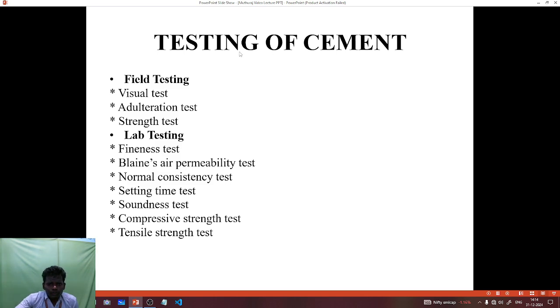And now we are going to see the testing of cement, which means before we use the cement for the preparation of concrete, particular tests have to be conducted to evaluate whether it is ready to prepare concrete. For that, the field tests are visual test, adulteration test, and strength test. And the lab tests are fineness test, Blaine air permeability test, normal consistency test, setting time test, soundness test, compressive strength test, and tensile strength test.